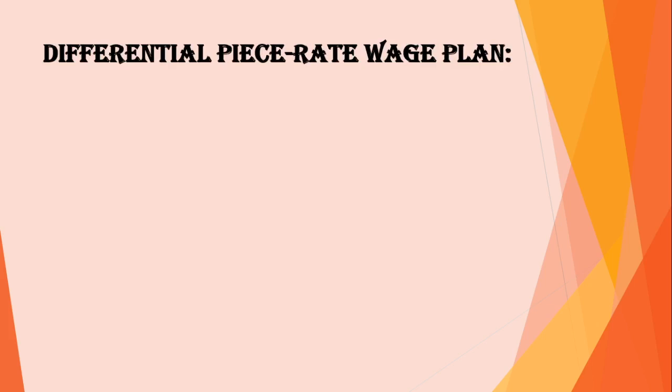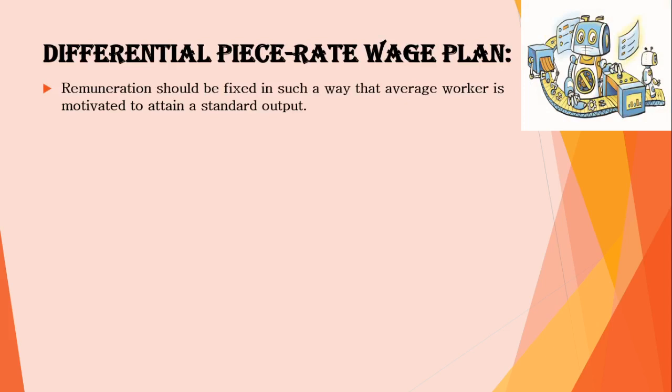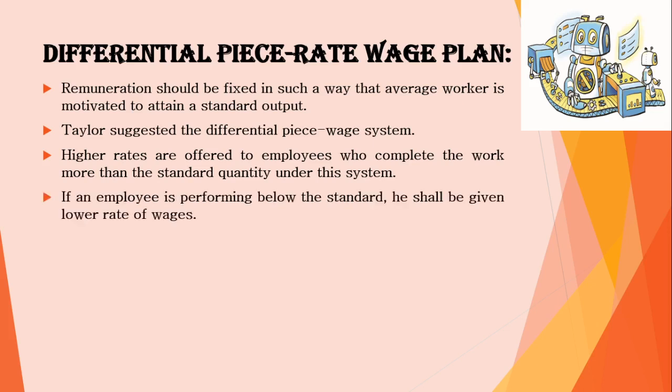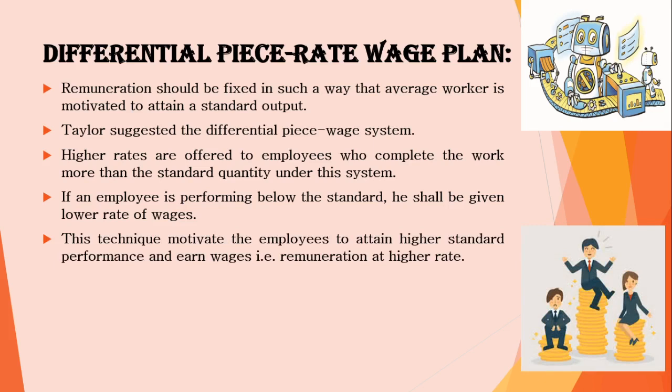Last one is the differential piece rate wage plan. Remuneration should be fixed in such a way that the average worker is motivated to attain a standard output. He suggested a differential piece wage system. That is, higher rates are offered to employees who complete more than the standard quantity of work. If an employee is performing below the standard, he shall be given lower rates of wages. This technique motivates the employees to attain higher standard performance and earn wages at a higher rate.